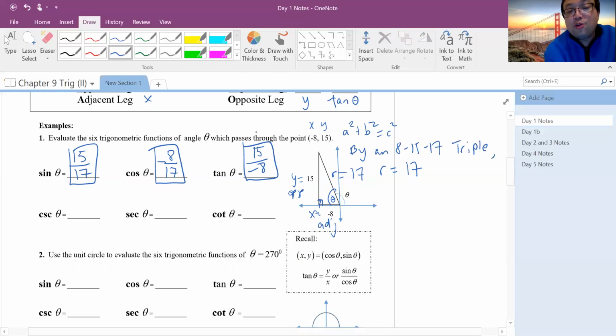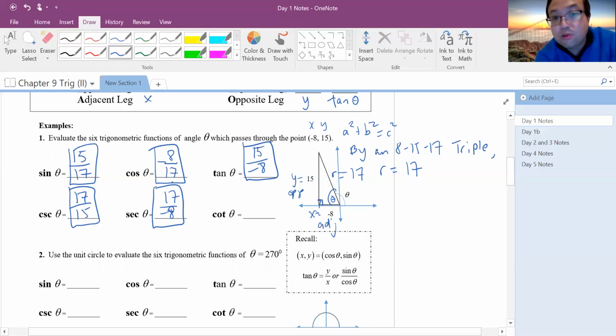Now here, to get the new functions, remember I just simply take the reciprocal of the three trig functions. So if you recall, cosecant of theta is the reciprocal of sine. So if I flip this, it would be 17 over 15. Secant of theta is the reciprocal of cosine of theta. So if I flip that around, that would be 17 over negative 8. And then finally we have cotangent of theta, that's the reciprocal of tangent. So here I'm going to have negative 8 over 15.